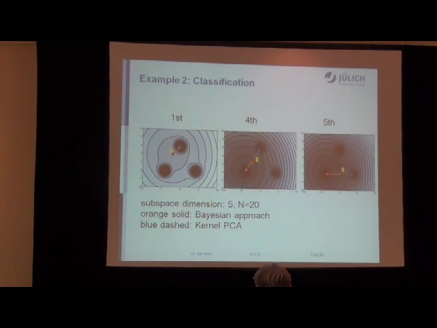The second example shows a classification problem where we have learned a prior from 3 different sources and then draw samples from the left upper source, and shows the first, the fourth, and the fifth example, in which in all cases the classical Kernel PCA fails, but the Bayesian approach updates the prior information from the posterior, and up to the fourth it finds the correct class of the problem.